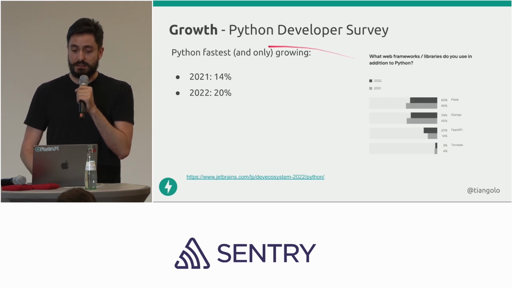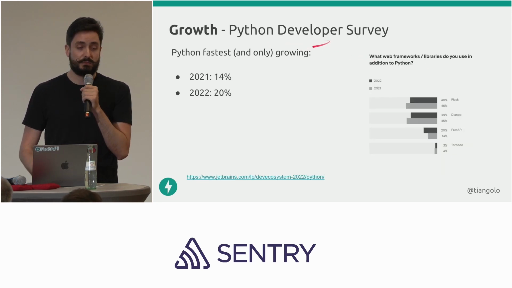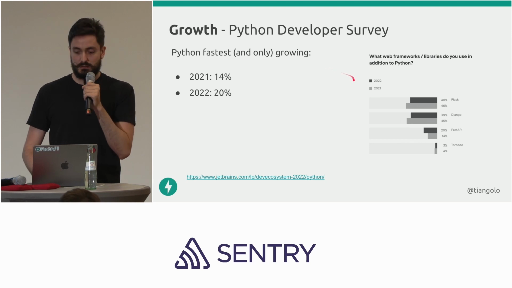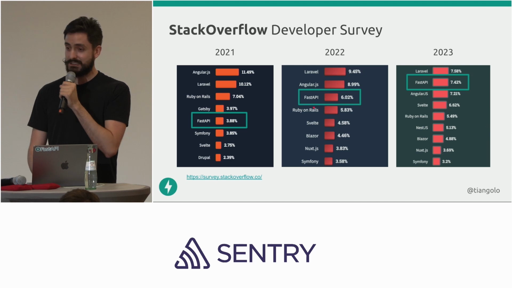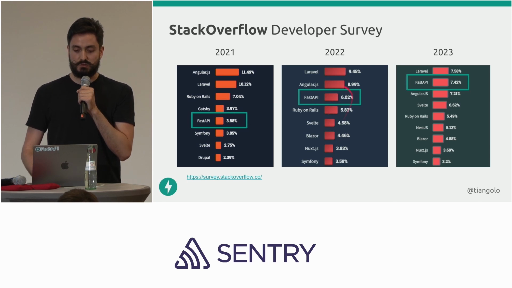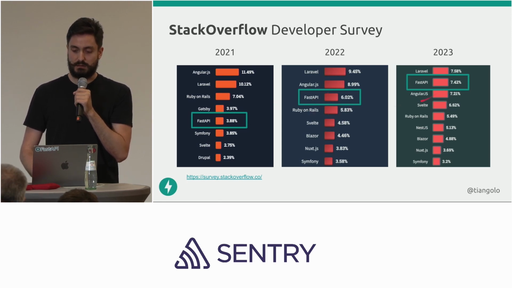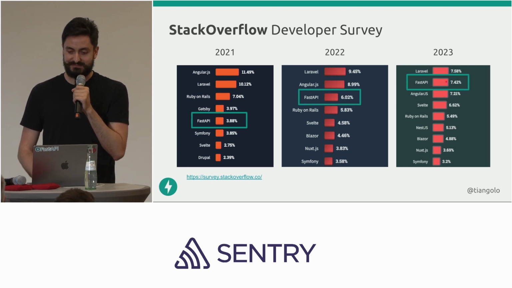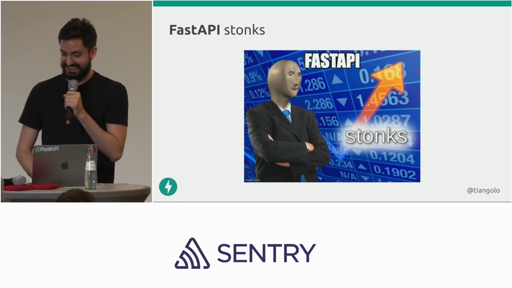In the latest Python developer survey, at least the released ones, it was the one with the fastest growth, and it's currently the only one growing from the ones they were comparing, so that's cool, I guess. Also in the Stack Overflow developer survey, at first it was between Symfony, Svelte, Gatsby, I don't know, and then it passed some of these, passed Ruby on Rails, now it just passed AngularJS, so it's been gaining some adoption, and I think that's cool. And scary, but cool. So FastAPI stonks, nice.